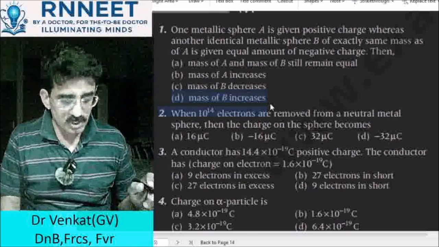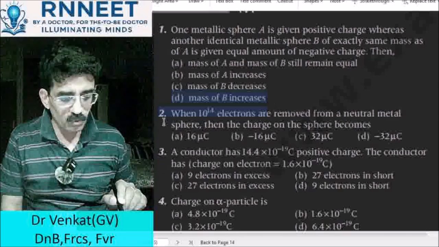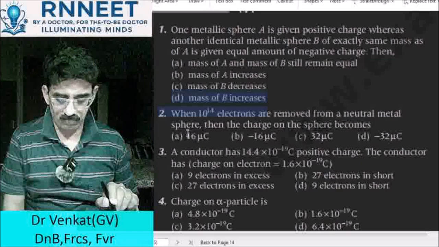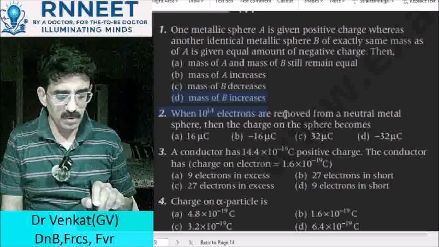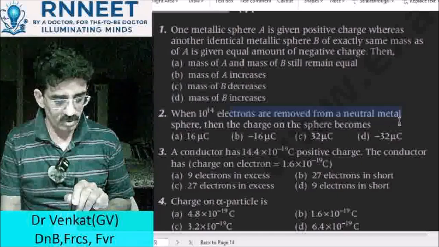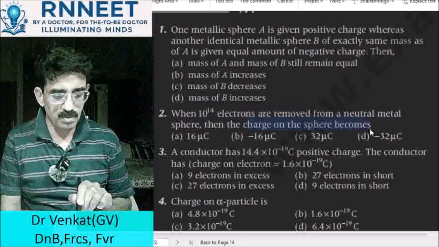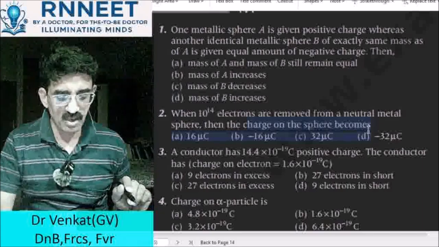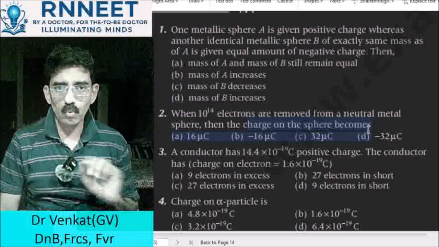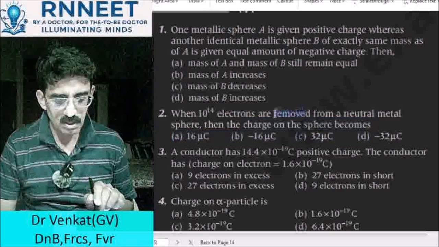We'll go to the next question. When 10 to the power 14 electrons are removed from a neutral metal sphere, then the charge on the sphere becomes, now simple, straight away you can remove 2 choices, because here what is happening? Electrons are removed.